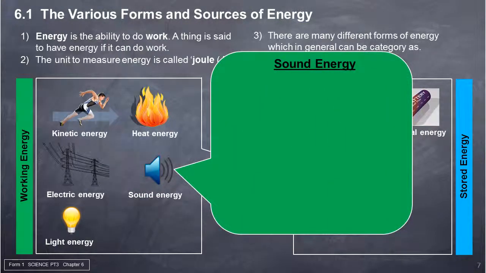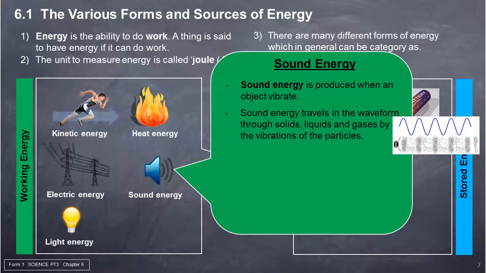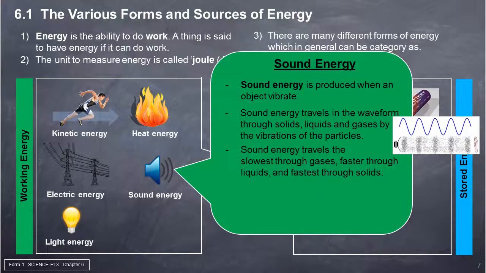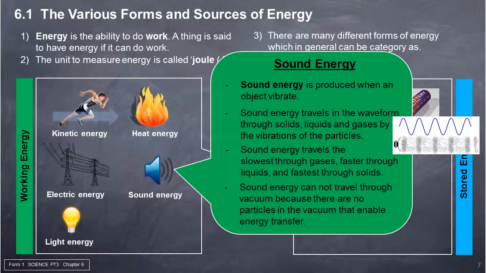Sound energy. Sound energy is produced when an object vibrates. Sound energy travels in wave form, through solids, liquids and gases by the vibrations of the particles. Sound energy travels the slowest through gases, faster through liquids, and fastest through solids. Sound energy cannot travel through a vacuum, because there are no particles in the vacuum that enable energy transfer.